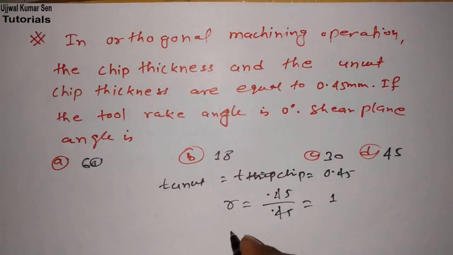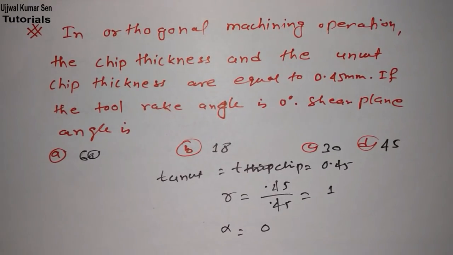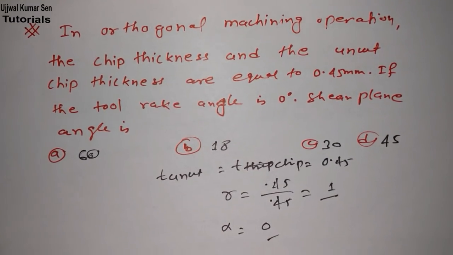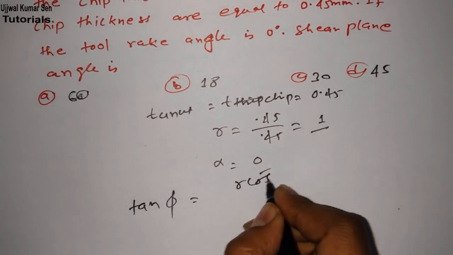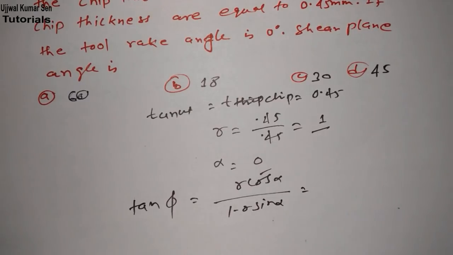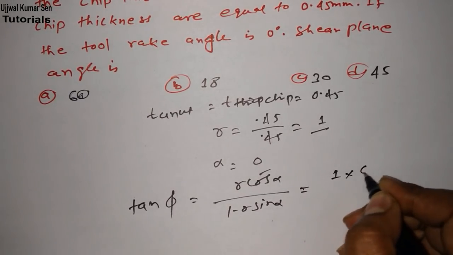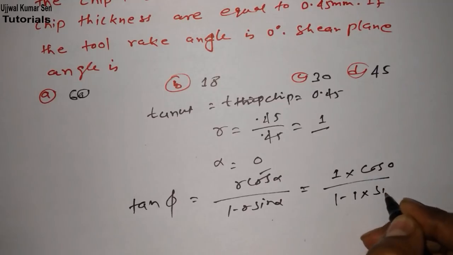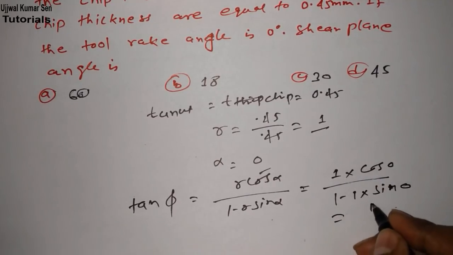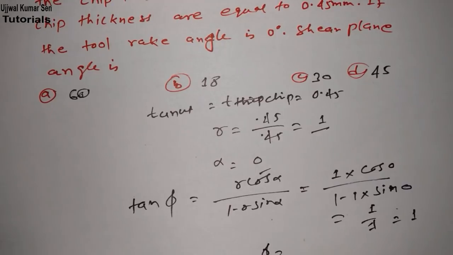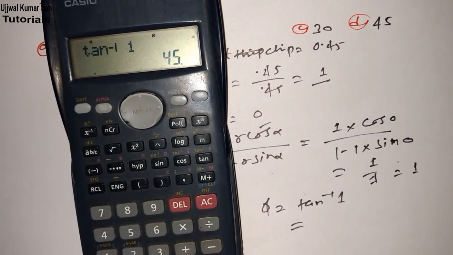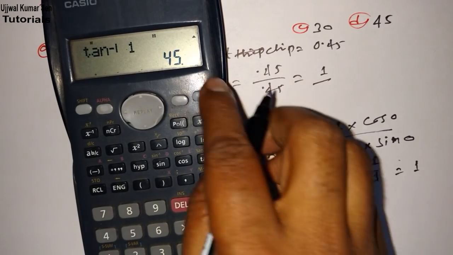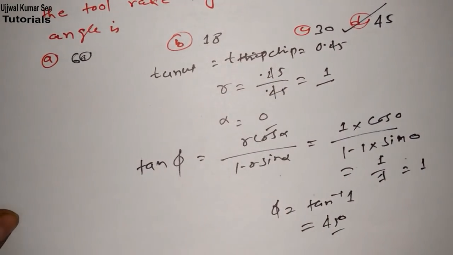Now the tool rake angle alpha is equal to 0. If we have these two values, we can easily find the shear angle, because in this formula tan phi is equal to r cos alpha over 1 minus r sin alpha. So r is 1, cos alpha is 1, and 1 minus 1 times sin 0 is 1. So 1 by 1 is equal to 1. So phi is equal to tan inverse 1, and tan inverse 1 is 45. Let me show you how: shift tan inverse 1 gives 45. So the answer is 45 degrees, and the correct answer is D.